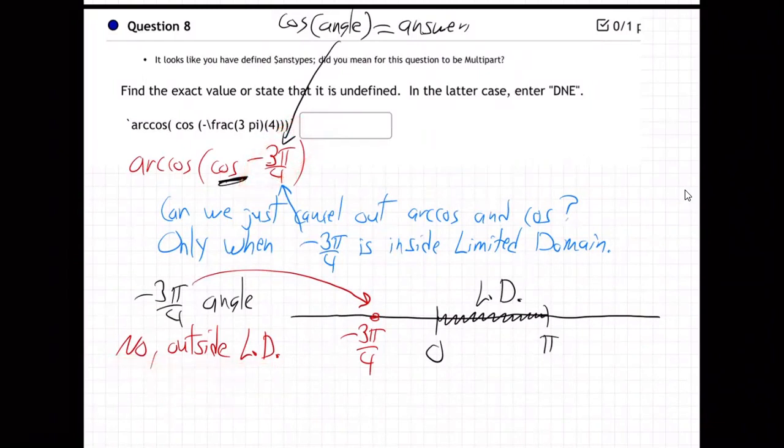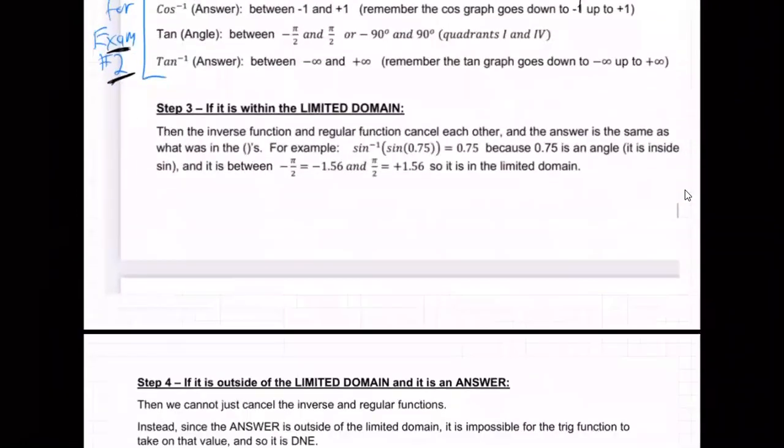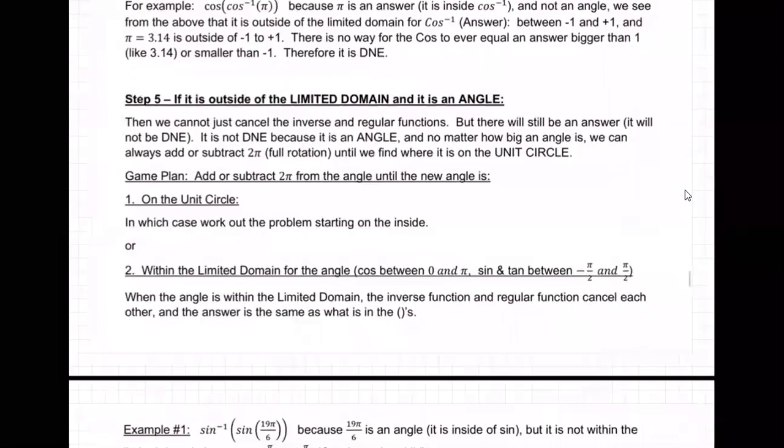Now, specifically, what are we going to do? This is where I encourage you to look closely at the notes. Here they are. If it is outside of the limited domain and it's an angle, that's us, right? Negative 3 pi over 4 is an angle outside of the limited domain. Then we cannot just cancel, but there will still be an answer. It's not D and E because it's an angle. No matter how big an angle is or small, we can add or subtract 2 pi. So here's the game plan. Add or subtract 2 pi from the angle until one of 2 things happens. What 2 things? It's either on the unit circle or it's within the limited domain for the angle.